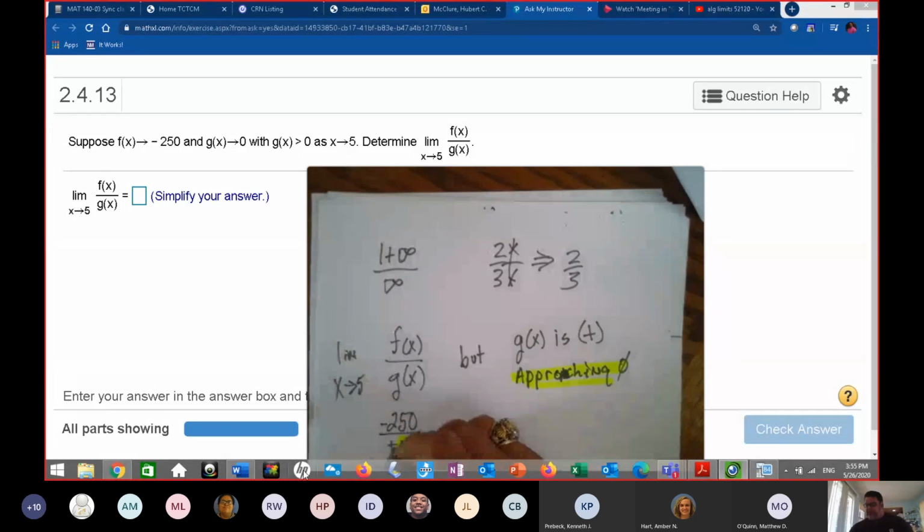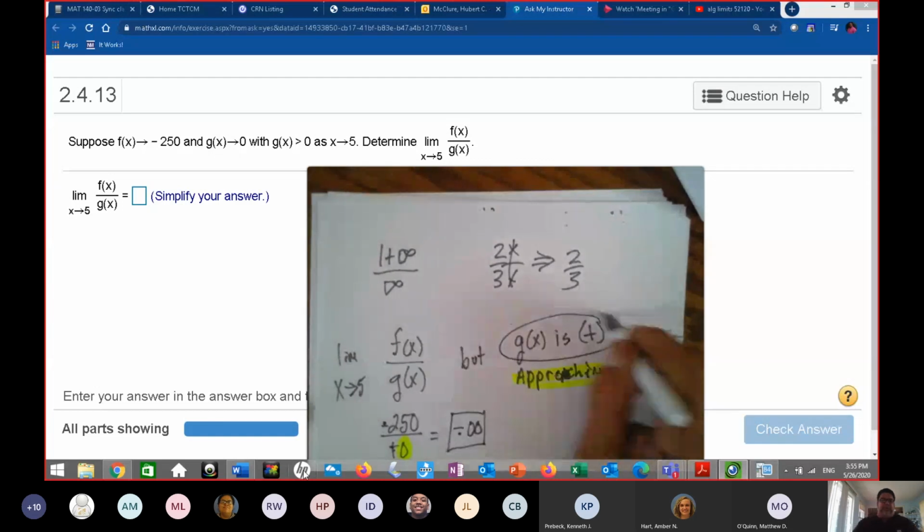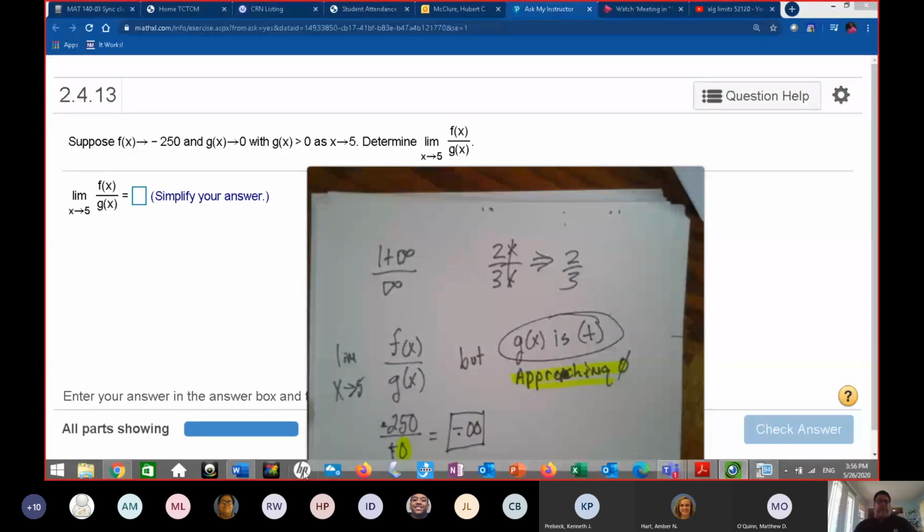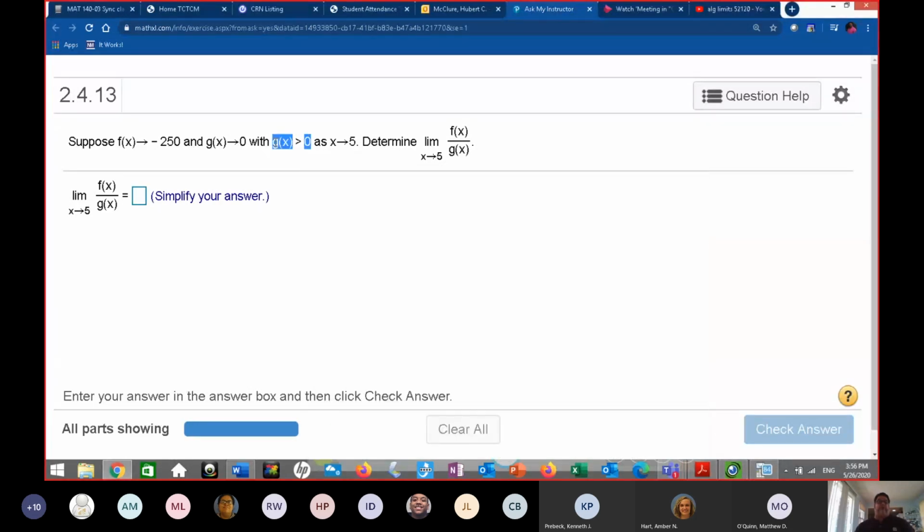But what's a positive divided by negative? Negative. That's it. And you got to read this right here. Y'all see that g of x is greater than 0? That's the kicker right there.